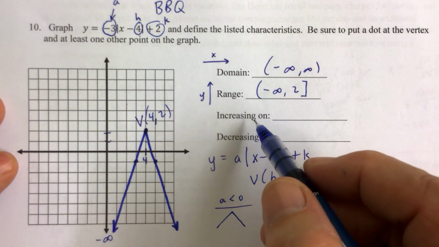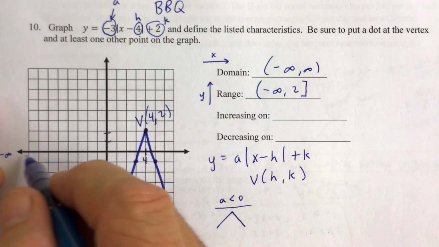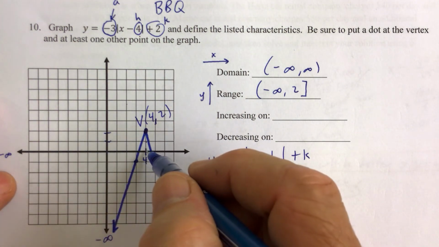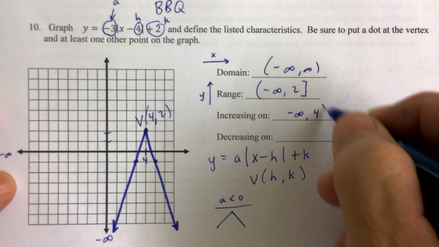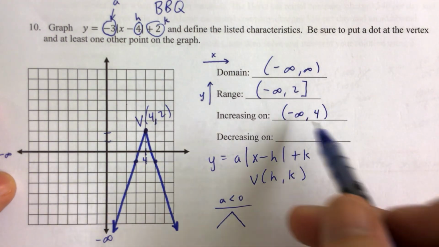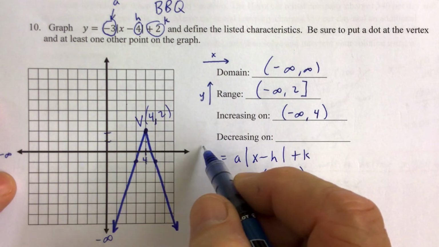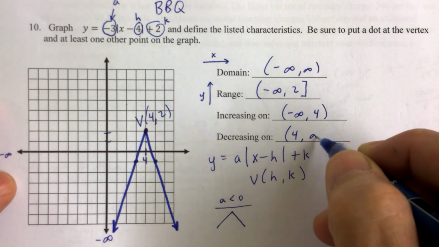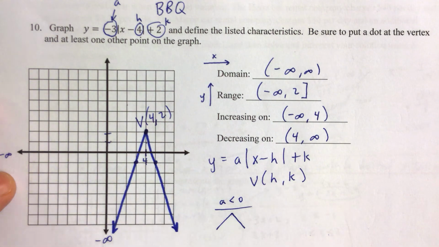The increasing interval, we're going uphill from left to right, all the way from the start of time to 4. Okay, so the y coordinates are all getting bigger as x moves from negative infinity all the way to 4. And the y coordinates are getting smaller, we're going downhill, starting at 4 and going to positive infinity. There you go.